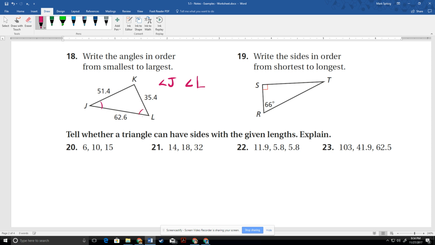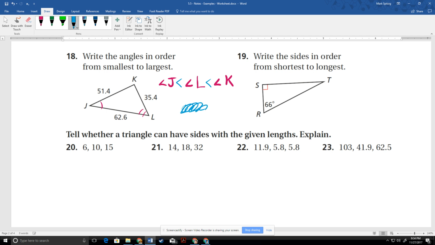I'll tell you why I was laughing in a second. But then our largest side, of course, was going to be 62.6, which is JL, which is across from K. I just was saying that I was going to put these as a different color specifically to avoid this. But look, it's less than angle L. It's like a whole bunch of less than angle L. And it's like, oh no, what is that? Anyway.